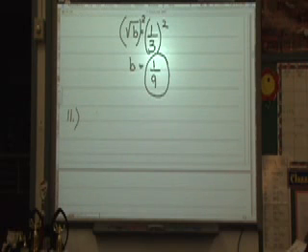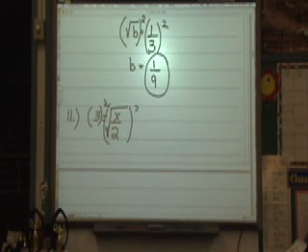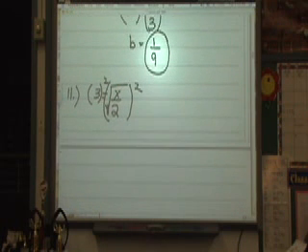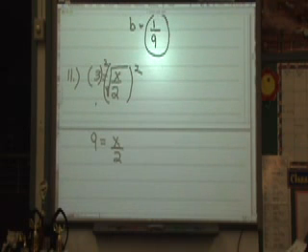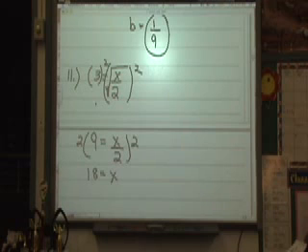Problem 11, 3 equals the square root of x over 2. The radicand is by itself, so square both sides. So we have 9 equals x over 2. Solve for x. Multiply both sides by 2. 18 equals x. If you put that back in there, 18 divided by 2 is 9. The square root of 9 makes the 3.